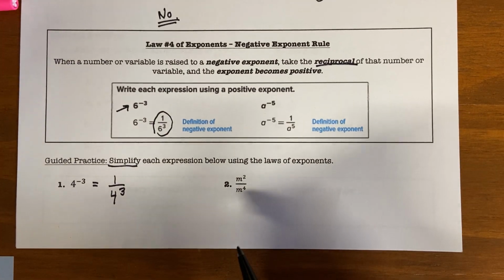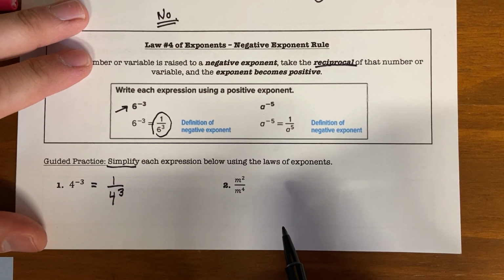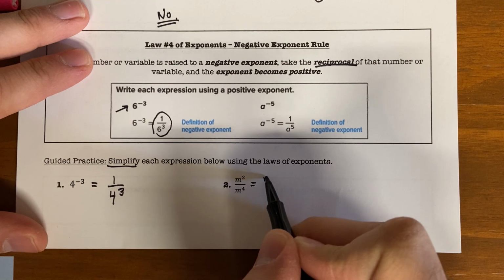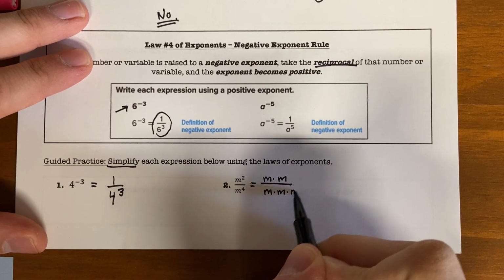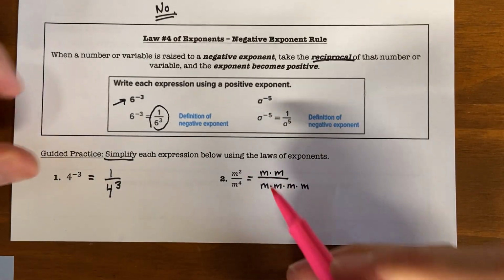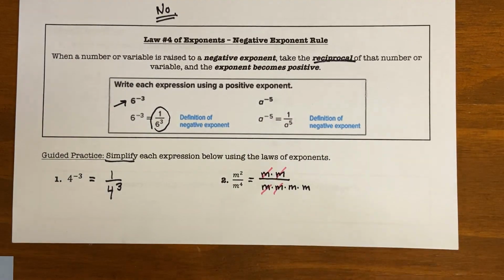Now let me show you with variables to explain why this rule works. m to the second power over m to the fourth power. Well, let's do it the long way first. I have 2 m's on the top, and I have 4 m's on the bottom. Again, if I start just canceling them out, I'm left with 2 m's on the bottom.